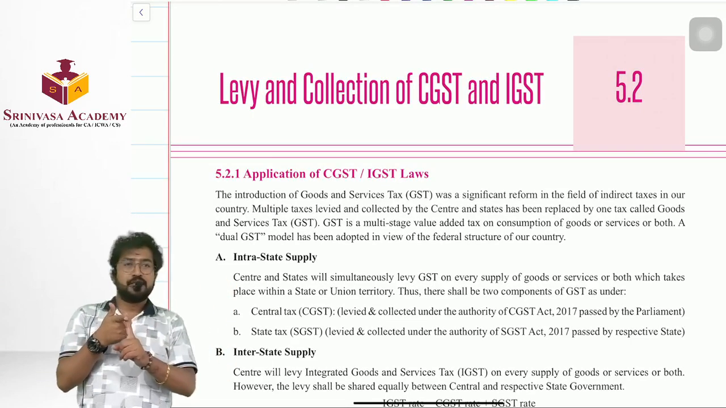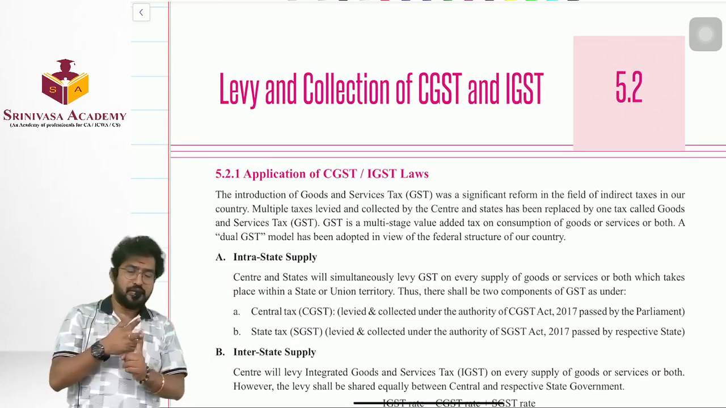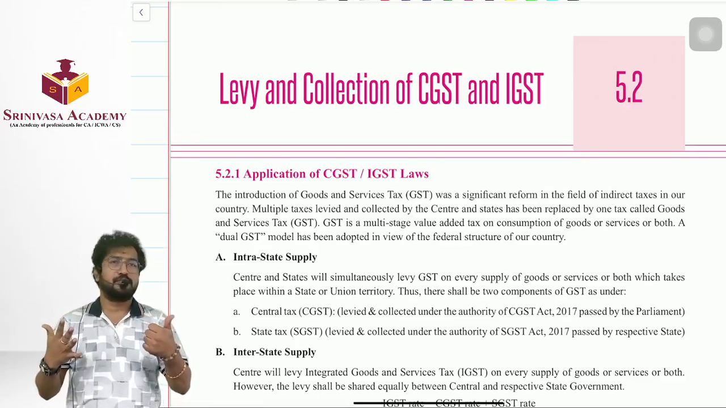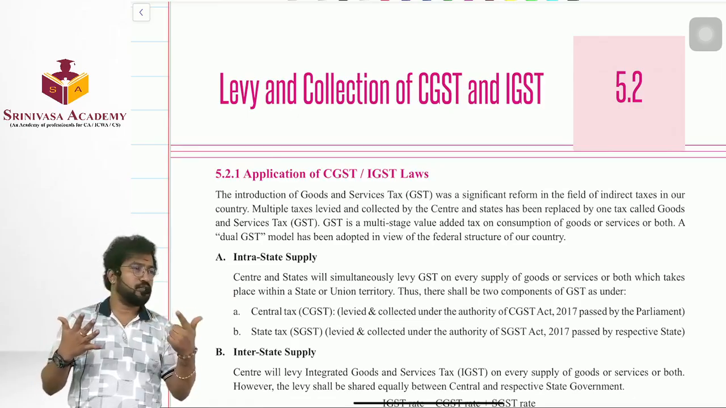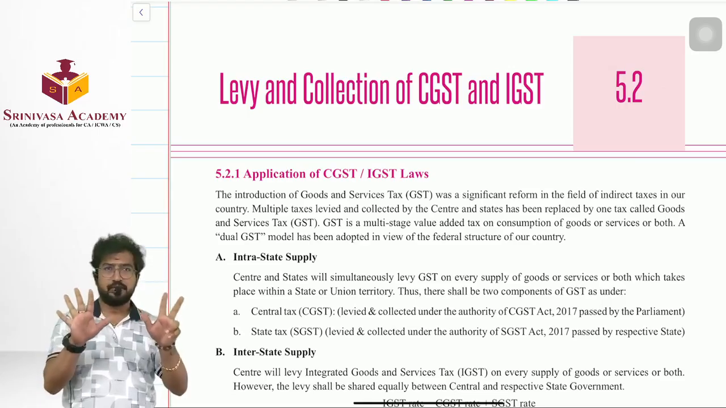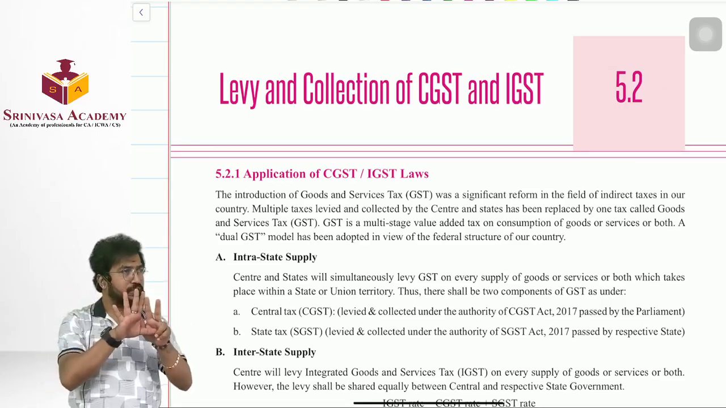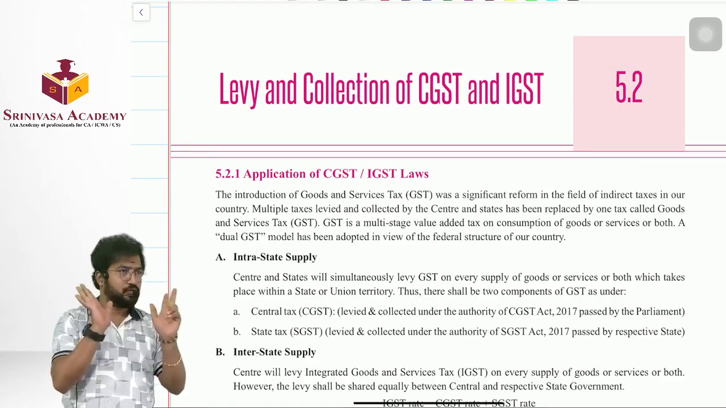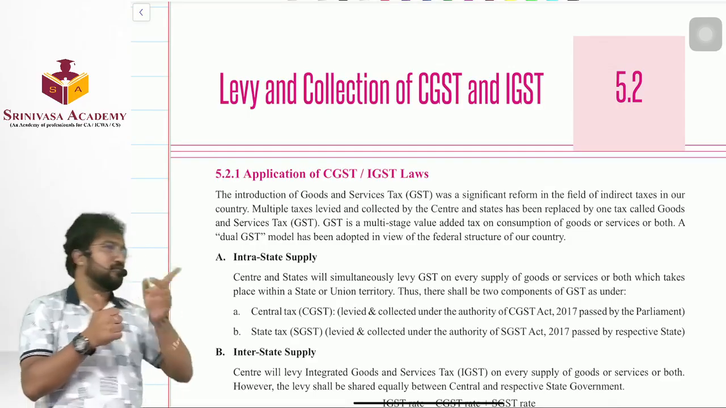Next one, schedule 1, schedule 3, RCM, composition scheme, place of supply. POS is place of supply, VOS is value of supply, customs valuation. These 8 are our first target. And out of these 8, if you study, almost 35 marks will be over. Almost, for sure.